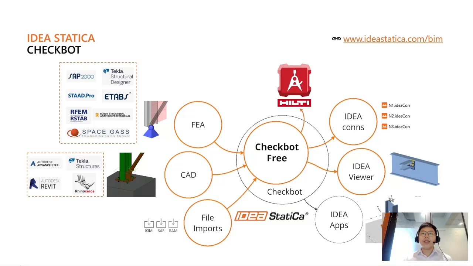So Checkbot acts as a data hub that contains structural design information such as geometry, cross-section, material, forces, load combinations, and more. You can export your data to our connection application, for example, then do your connection design there, or you can also share your design with the other parties. Recently in Checkbot, we have added the ability to export to Hilti PROFIS Engineering, which should help you to transfer data between different software. So let's see how it works.